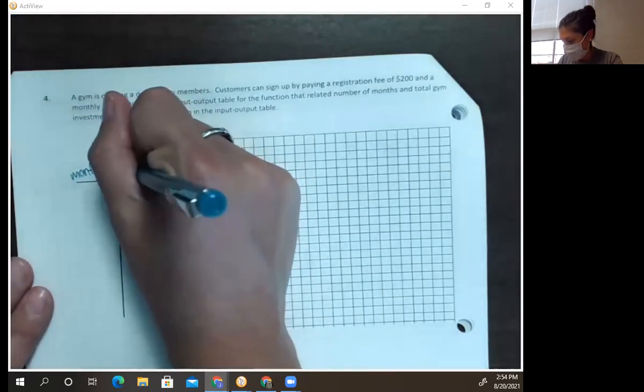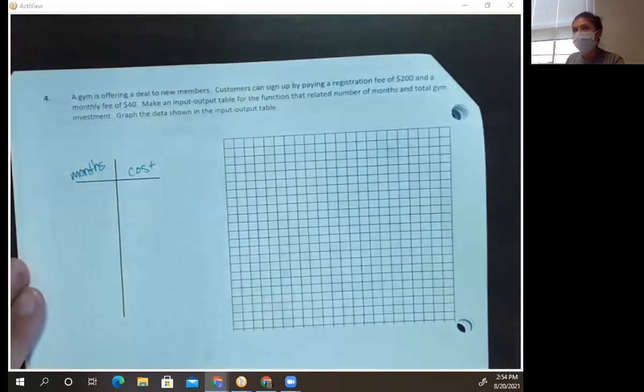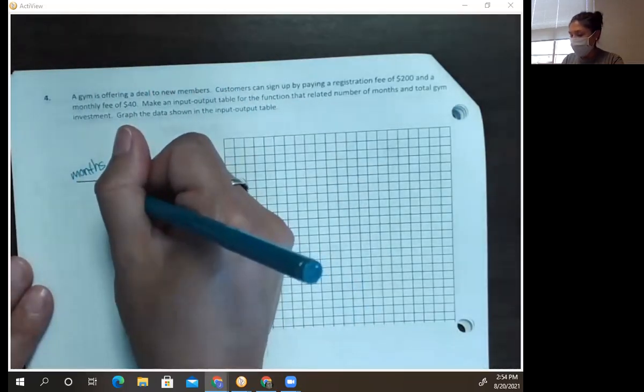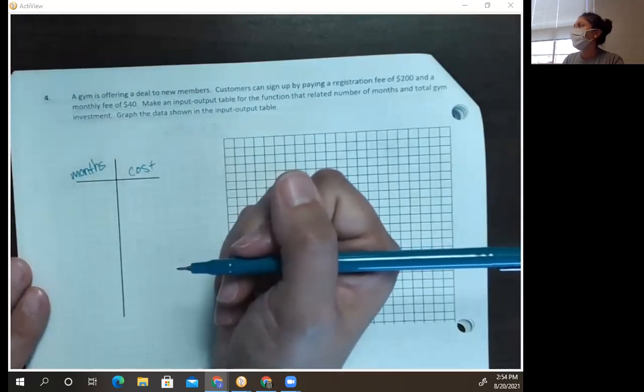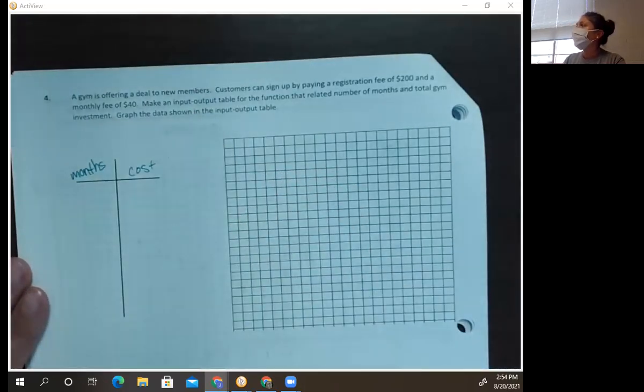Months and the cost. What's our smallest reasonable number to use for months? Why 1? Why not 0?